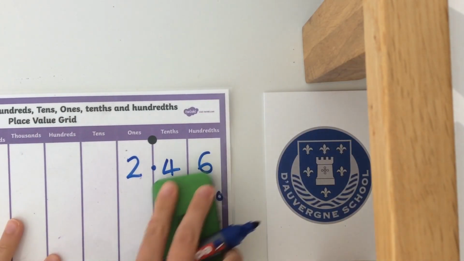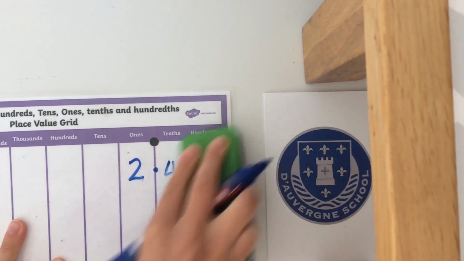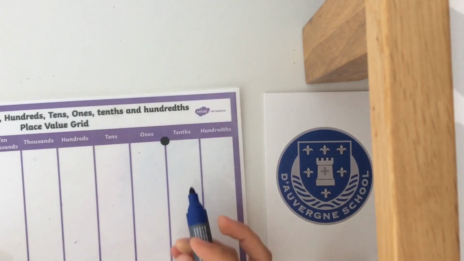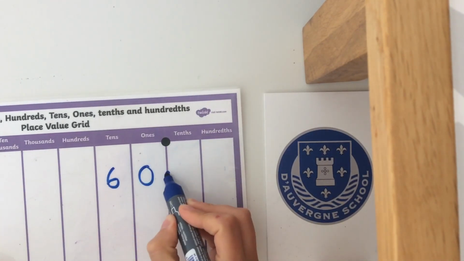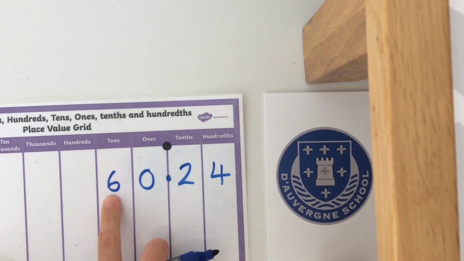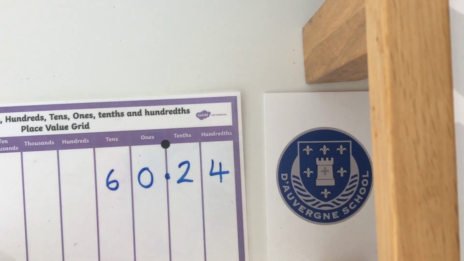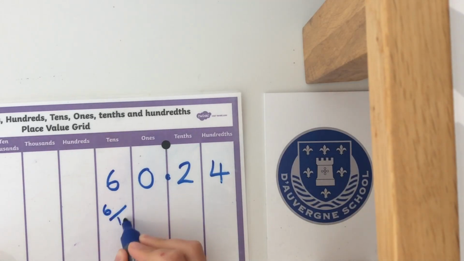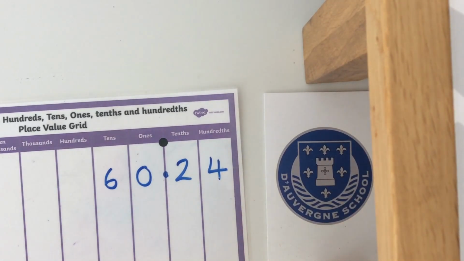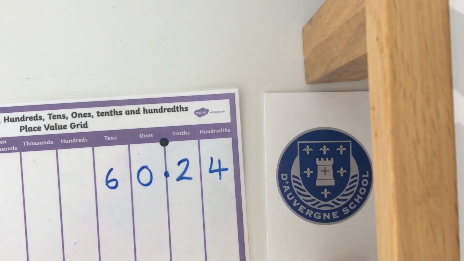Okay, for number 2, we've got 60.24. So the 6 in that number stands for 60 because it's 6 tens. So yes, you could have said 6 tens. You cannot write this, unfortunately, because that means 6 tenths. So that wouldn't have been correct. But 6 tens equals 60. So the value of the 6 is 60.